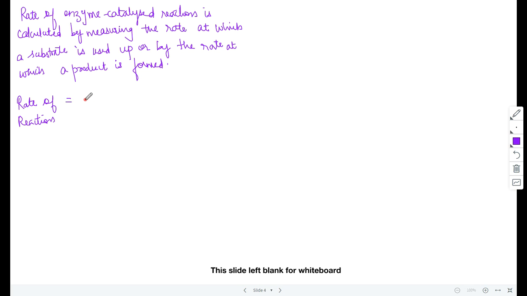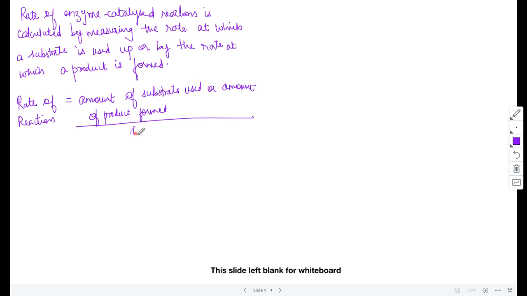the amount of substrate used or amount of product formed, the whole divided by the time taken. Okay, this is the rate of reaction formula. Now we are going to see one by one how they are affecting the enzyme. First we'll see that of temperature.